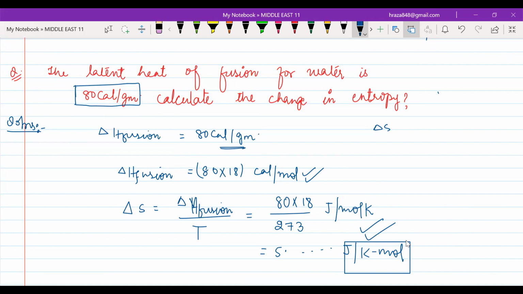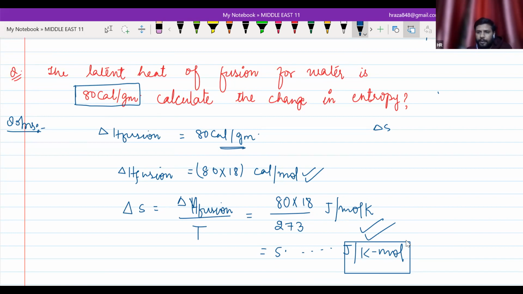Yes, sir. So, understand the concept of the question. It was given as calorie per gram. So, basically, Muhammad, if you have solved like 80 upon 273, that means you have solved according to per gram. But in terms of entropy, we always calculate per mole. So that's why I took the mass of water as 18 and converted into per mole. If you are done with this, let me know.